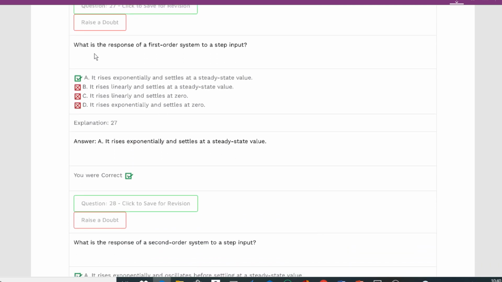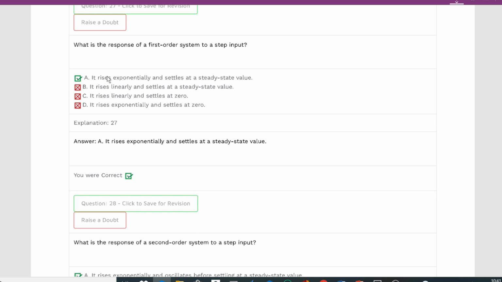Now question number 27, what is the response of a first order system to a step input? It rises exponentially and settles at a steady state value. And what is the response of a second order system? For first order it rises exponentially and settles at a steady state value, whereas for second order it rises exponentially and oscillates for a few seconds and then comes to a steady state.